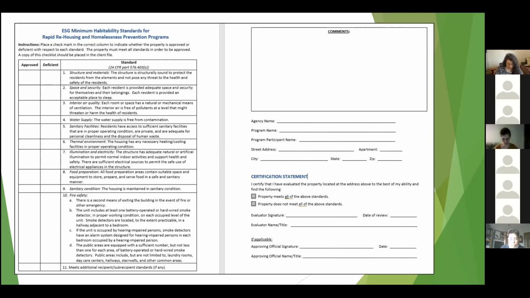So this is the HUD form. There is a slightly different, older version, which is also fine, as long as it has the same standards listed. This is all from statute. Make sure you're filling it out completely. So you're marking approved for all of the standards. You're putting the address and the participant information. You're clicking yes, that it meets the standards, and then you're signing and dating.